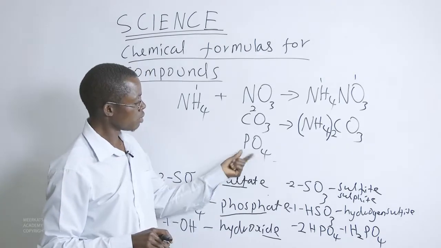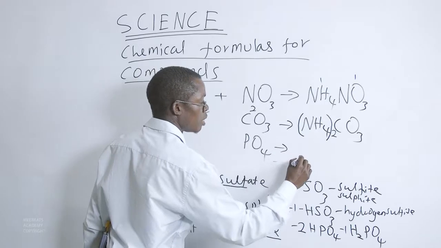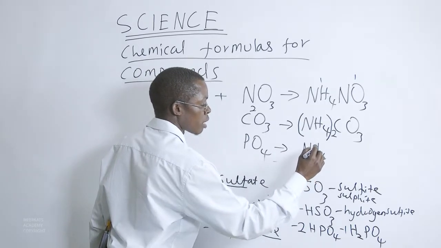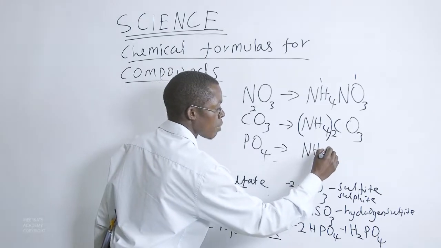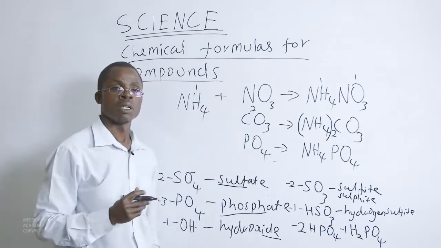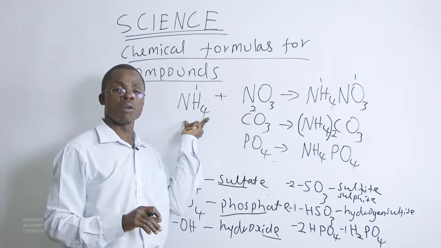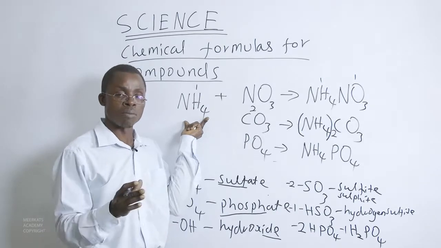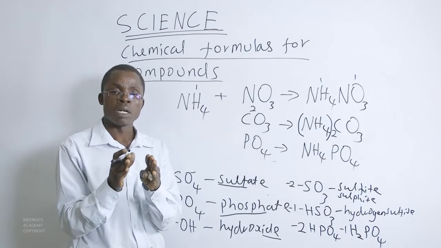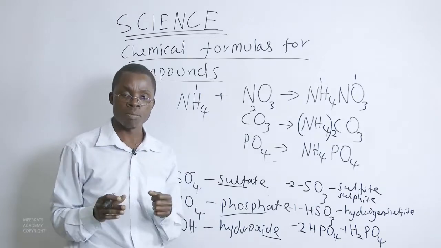And finally, let's look at phosphate, giving us ammonium phosphate, which is a good compound when it comes to agricultural activities. This is a fertilizer. Again, by name, just take the name of the radical, ammonium. Take the name of the radical, phosphate. Put together, what is the answer? Ammonium phosphate. That is the name.